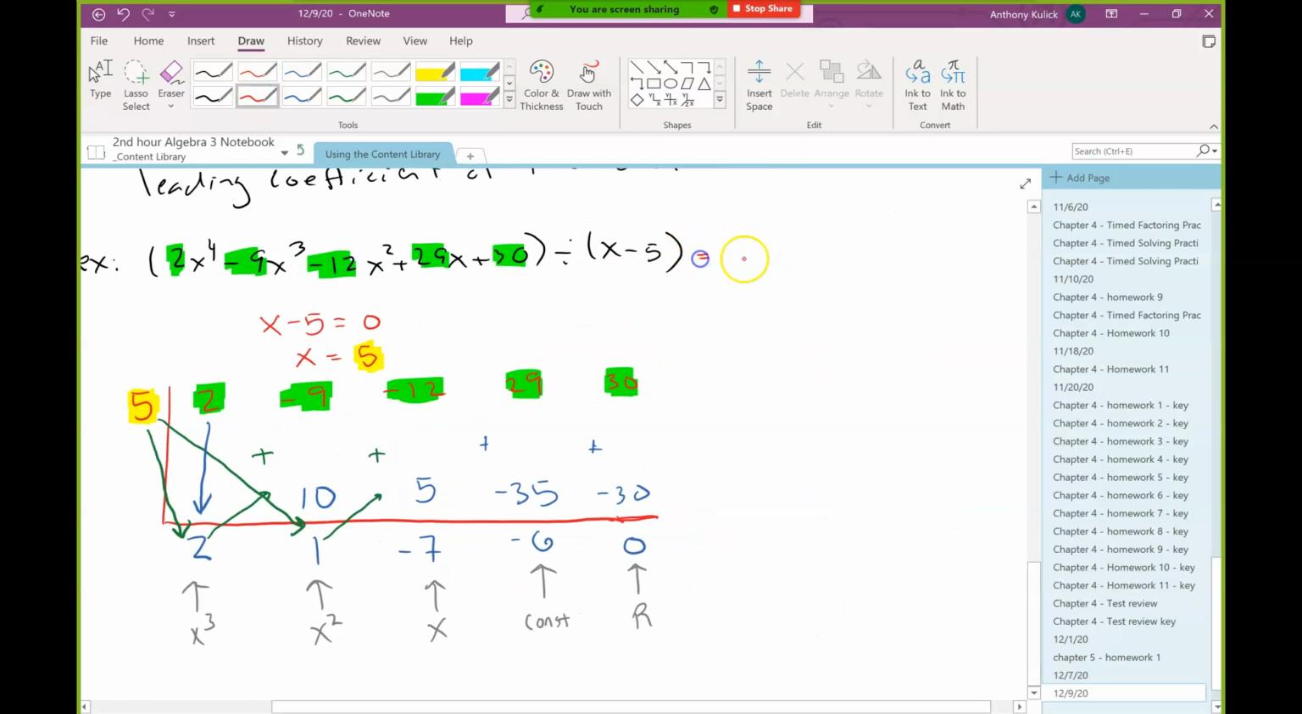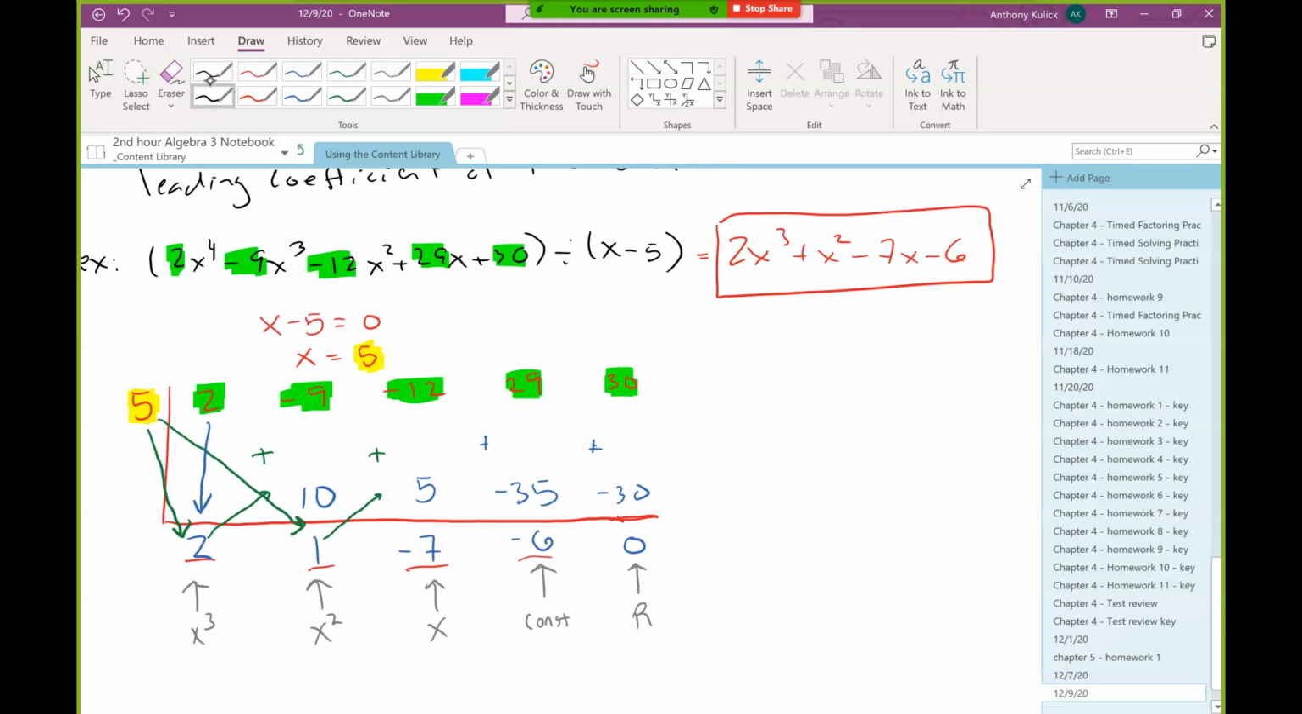So we'd say our answer then is 2x cubed plus x squared minus 7x minus 6, and since the remainder is 0, I don't have to do anything else at the end. That's just going to be my final answer.